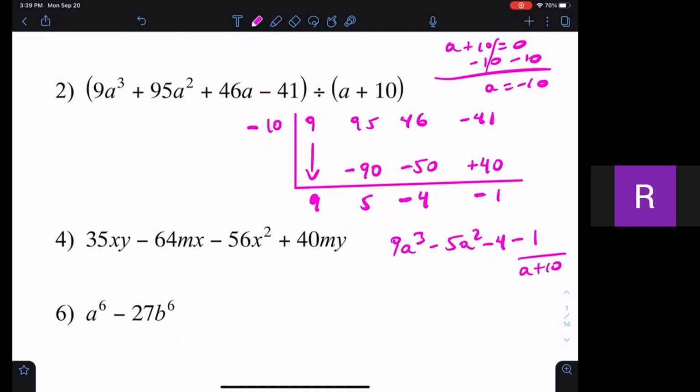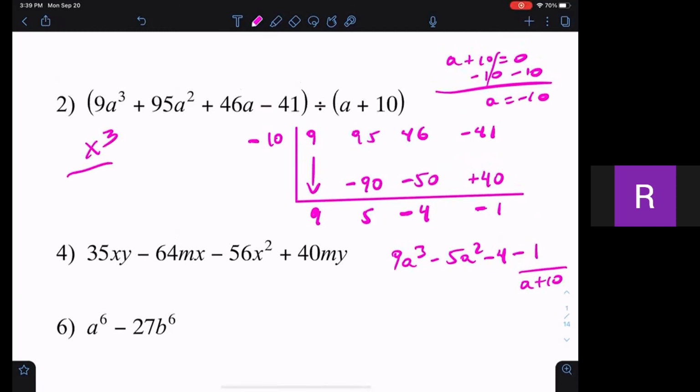Right? And you can think about this as x cubed over, oh well, a cubed in this case, over a. So you always get a second degree, one less than the one you start with, right? So if this is a cubed, you should get an answer. I made a mistake here. So this is a squared: 9a squared minus 5a minus 4 minus 1 over a plus 10. That's right. Okay, you always get one degree less than the one you started with.